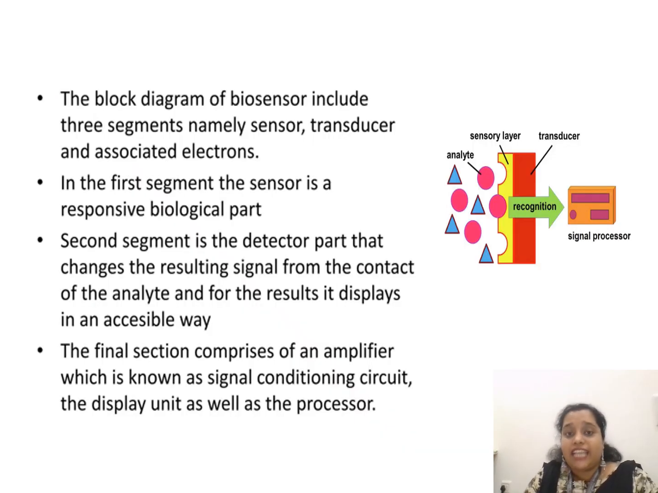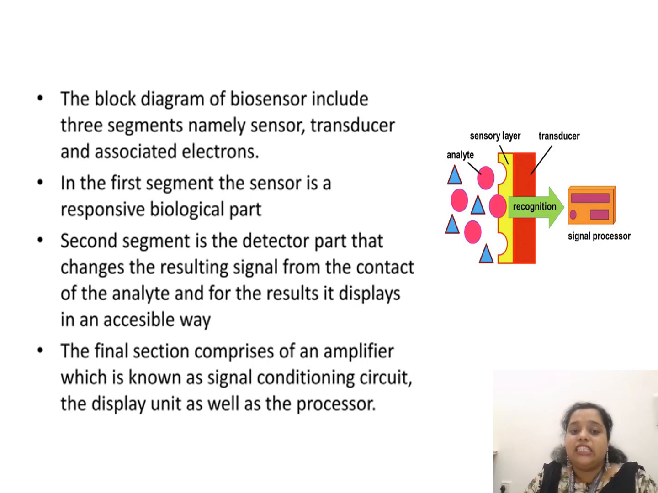So here is the block diagram that includes segment, as I told, sensor, transducer, and signal processor. Again, here, if you see, analyte has to bind to the sensor. So in the first segment, sensor is the responsive biological part, whereas the second segment is the detector part that will analyze or detect the chemical reaction which is going on and convert those signals with the help of the transducer, and it will display in an accessible way.